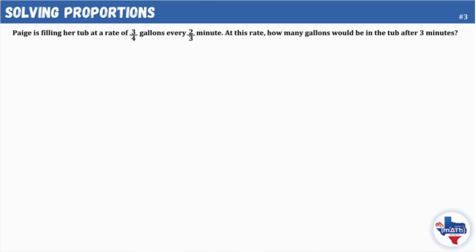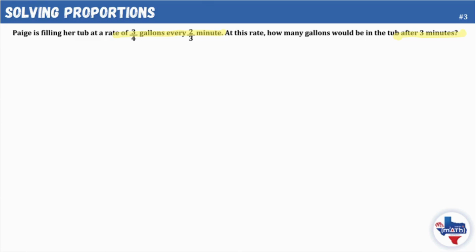Math. Today's topic is solving proportions. Let's take a look at the problem and see which one we have. Paige is filling her tub at a rate of 3/4 gallons every 2/3 minute. At this rate, how many gallons will be in the tub after 3 minutes? We're going to work this problem a couple of different ways.